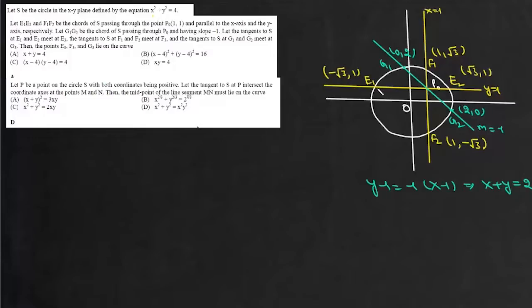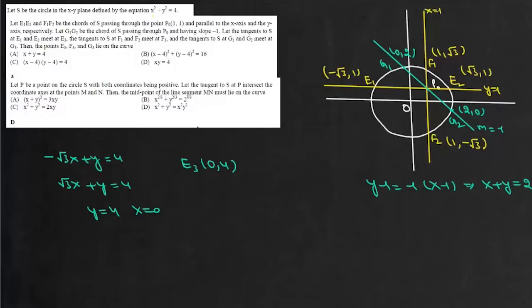Now it says tangents to S at E1 and E2 meets at E3. So if we write tangent at E1, it is given by T equals to 0. So this equation will be minus root 3 x plus y equals 4. And at E2, again T equals 0, so there will be root 3 x plus y equals 4. Now here we get y as 4 and x as 0. So basically coordinate of this point E3 is 0, 4.